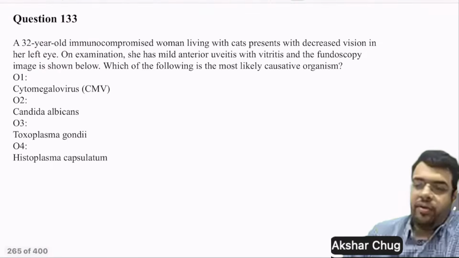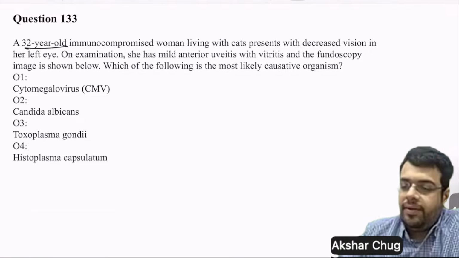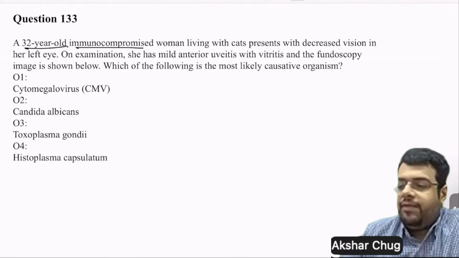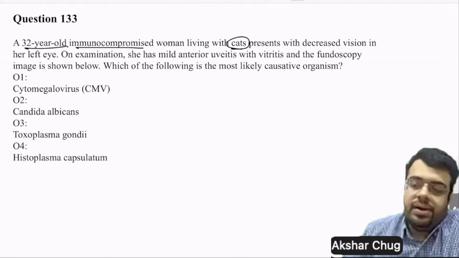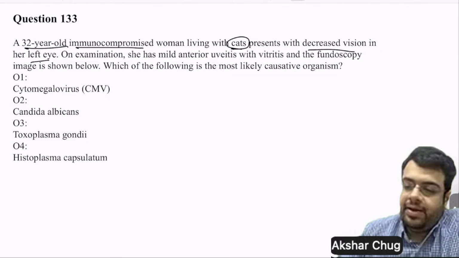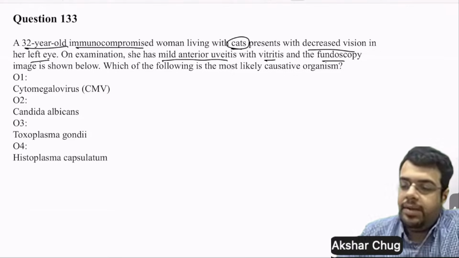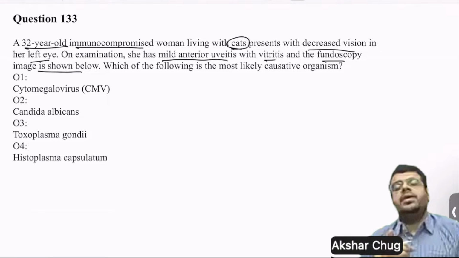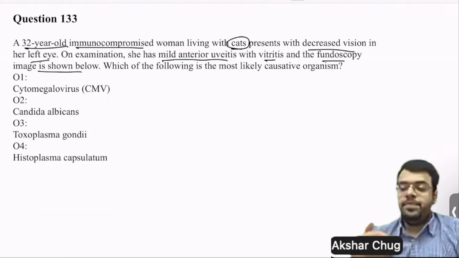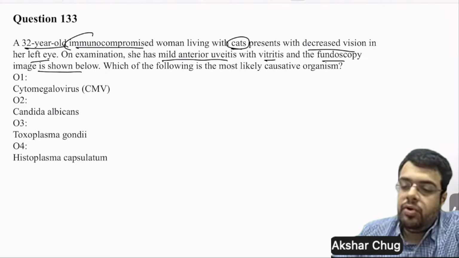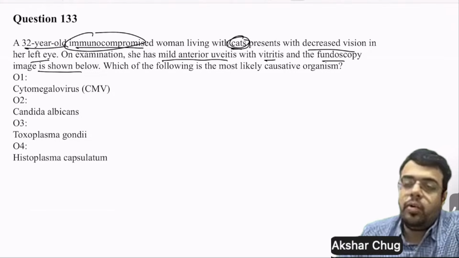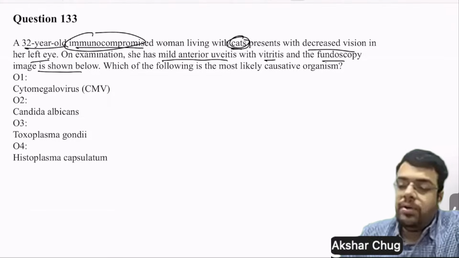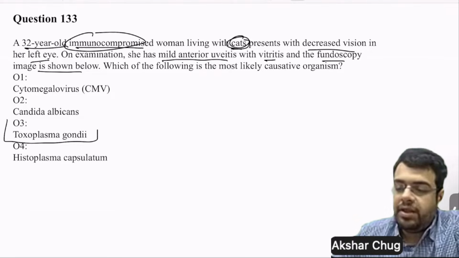Question 133. A 32-year-old immunocompromised patient living with cats presents with decreased vision in the left eye. On examination, she has mild anterior uveitis with vitritis, and the fundoscopy image is shown below. The image showed the headlight in fog appearance. And with the given history of immunocompromise and close proximity with cats, we could easily identify the disease to be toxoplasma even without the image.